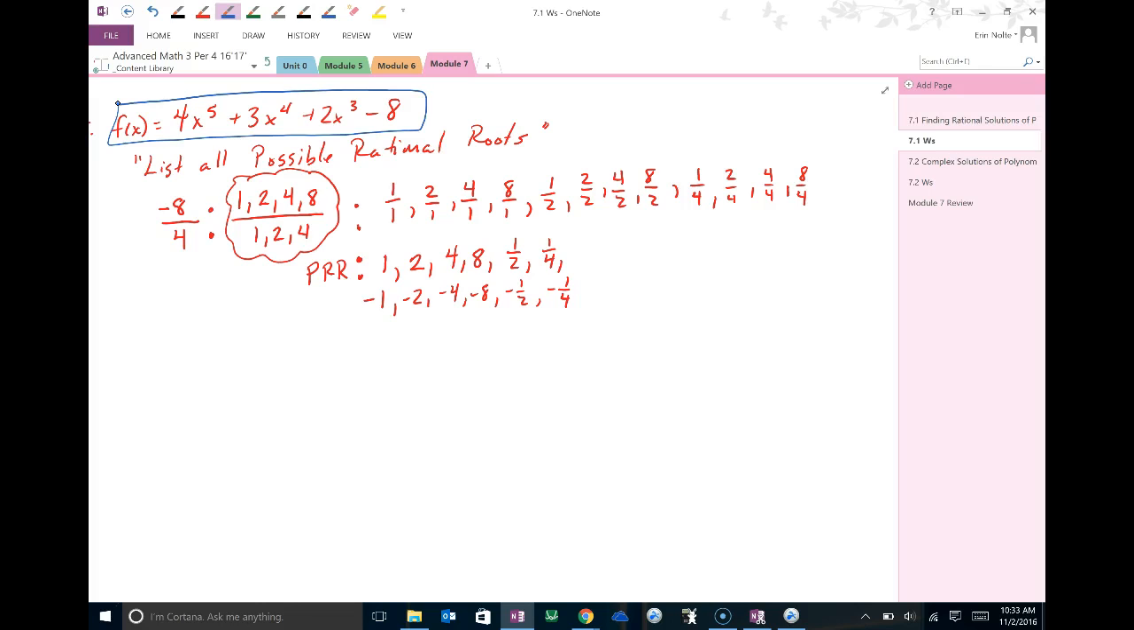So I'd pick one of those. Which one do you want to pick? 2. So I'd say, okay, let's try 2, and I'd put that in the box. And I'd cross my fingers. Whoops, that should be a positive 2.